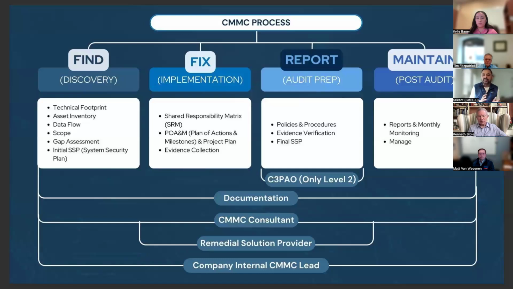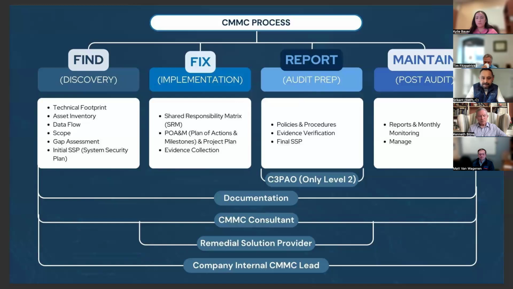The C3PAO is also pushing back on things for that reason. If it's not perfect, they're not going to certify you. But as we know, there's nothing called perfect. Is it perfect for our current use case? And are you able to justify how you've implemented the controls? That becomes the key.